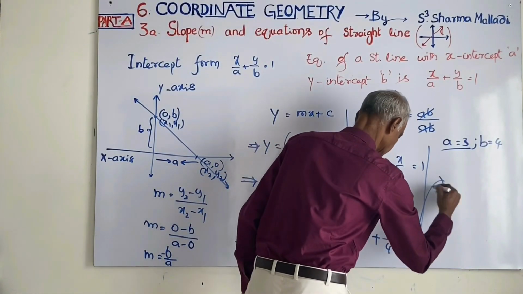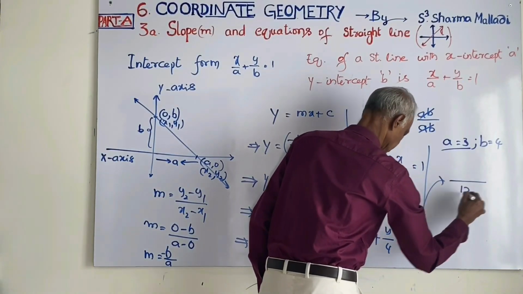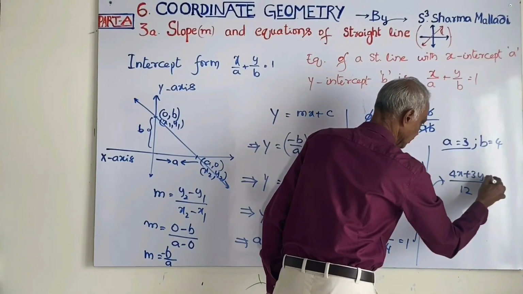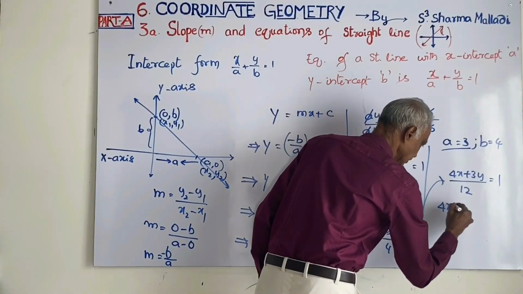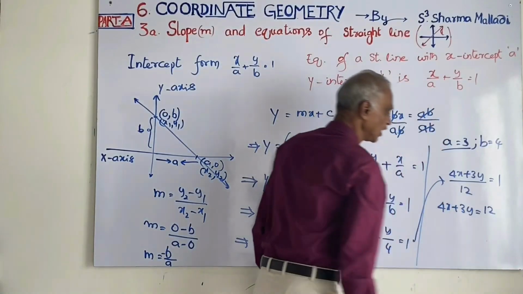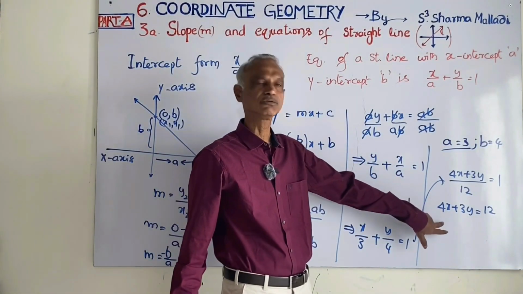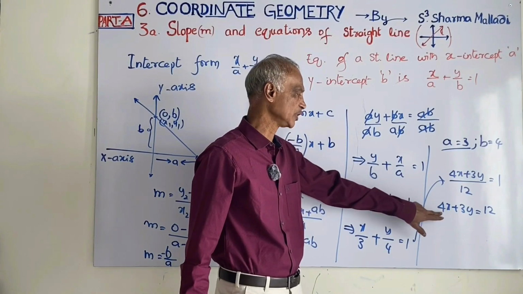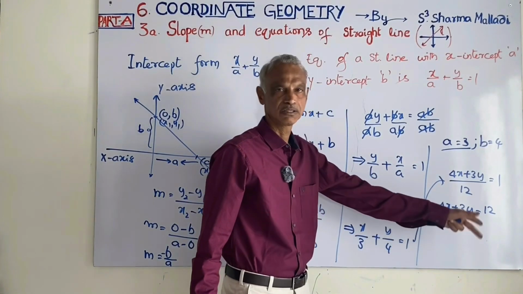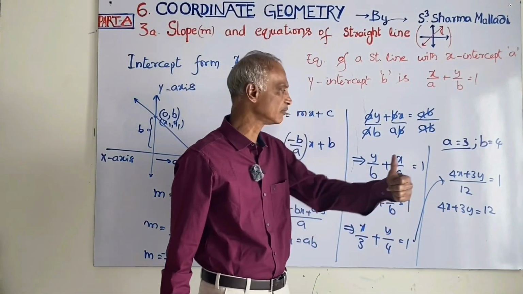Take this equation. Take LCM 12: 4x plus 3y is equal to 12. This can be written as 4x plus 3y is equal to 12 into 1, which is 12. If you want the same answer, divide it by 12. 4x by 12 means x by 3 you will get, 3y by 12 you will get y by 4, and 12 by 12 you will get 1.